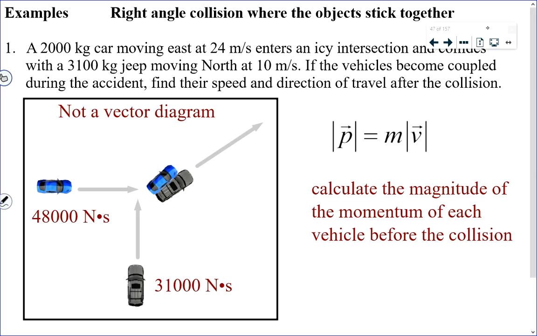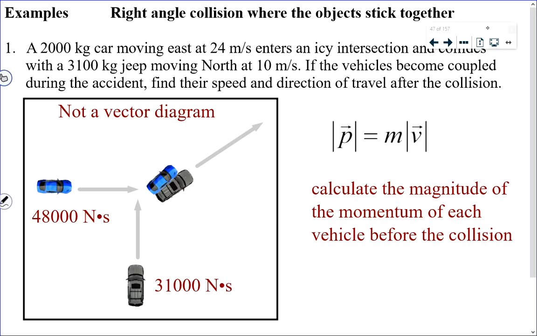I want you to notice, and this is something you would probably discover on your own, that the amount of momentum in the east direction that the car has is greater than the amount of momentum in the north direction that the Jeep has, which is why if you look at the arrow that I've drawn for the direction they collectively move off at, it's more east than north. So that's the first step.